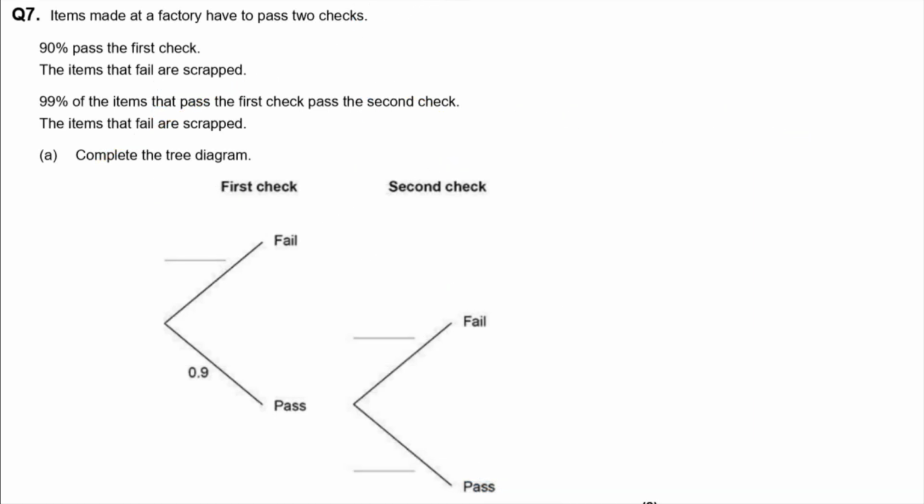Question 7, items made at a factory have to pass 2 checks. 90% pass the first check, the items that fail are scrapped, and then 99% of items that pass the first check pass the second check. The items that fail are scrapped. Complete the tree diagram. We've got an asymmetric tree diagram here because if it fails in the first check, you're not going to check again. It's already just gone in the bin.